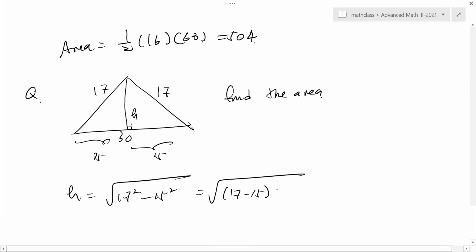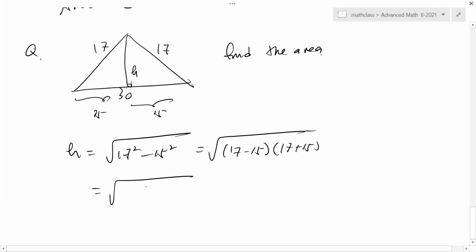So 17 minus 15, 17 plus 15, okay? And then I get 2 here, 17, 15, that's going to be 30, 32, okay? But 32 is going to be 2 to the 5th, right? So then 2 to the 6th, that's 2 cubed. It's going to be 8, right? So 8 is the height.